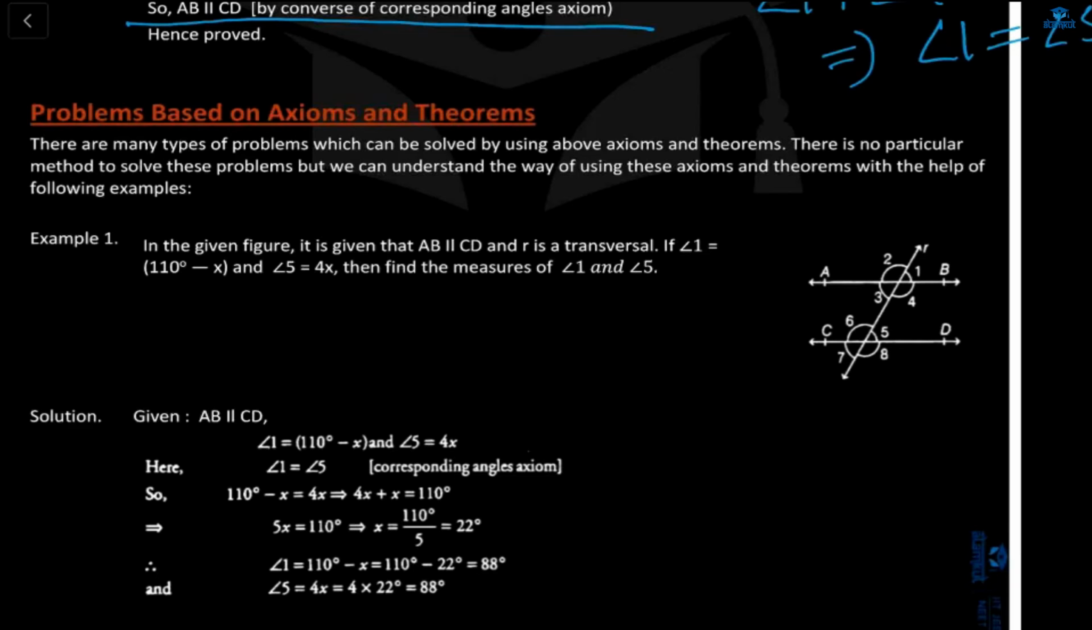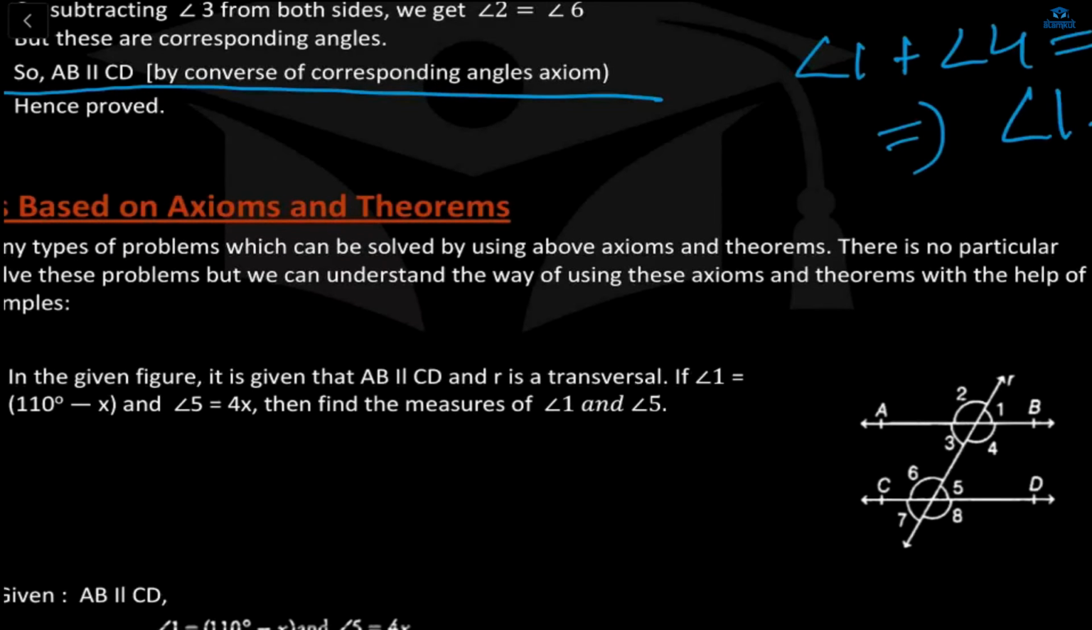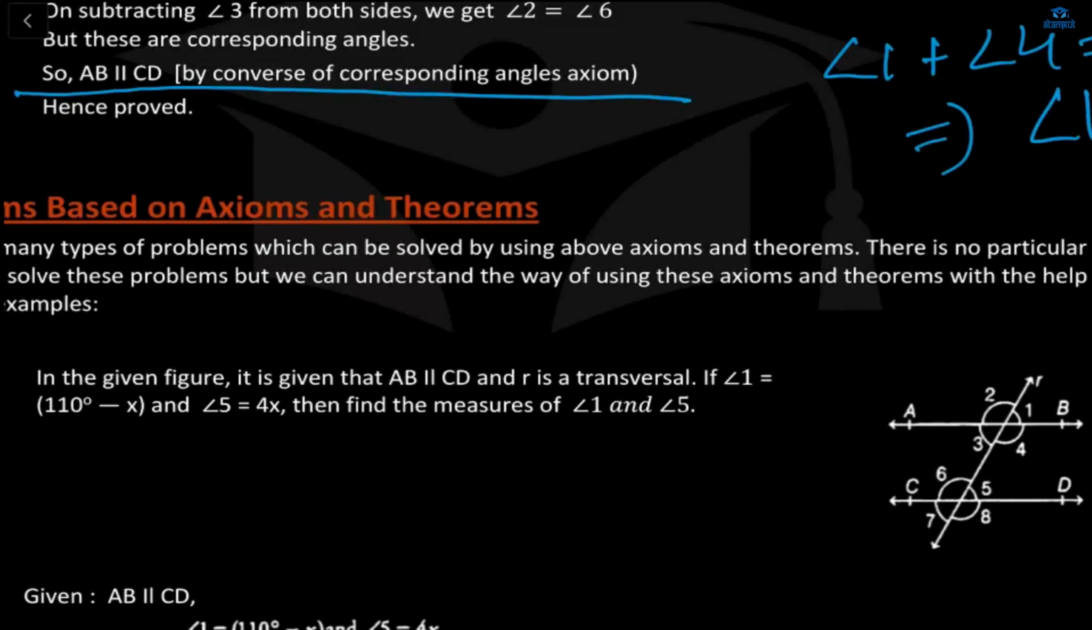Okay, now question number 1. In the given figure, it is given that AB is parallel to CD. Okay, the lines are parallel to each other, and R is a transversal. If angle 1 is equal to 110 minus X. So everybody, this one is easy. Just try to do this and tell me the answer. Angle 1 is equal to 110 minus X, and angle 5 is equal to 4X. Then find the measure of angle 1 and angle 5.